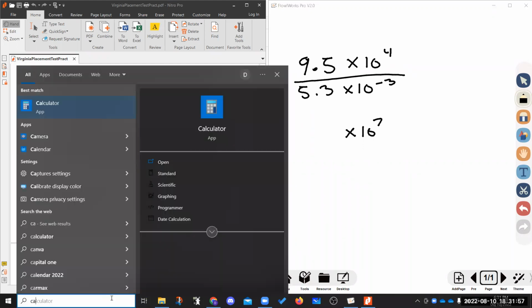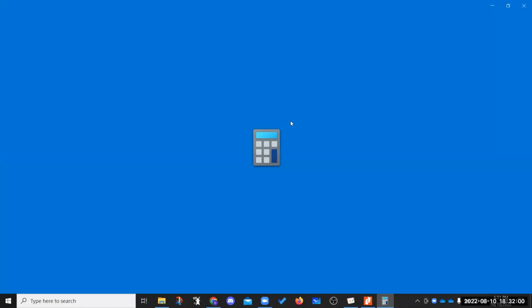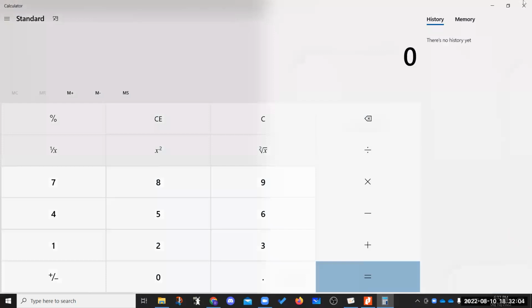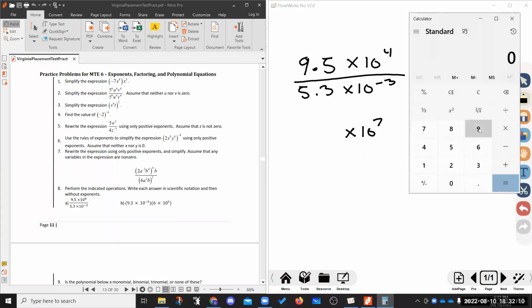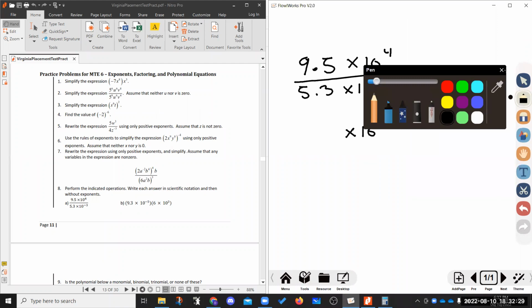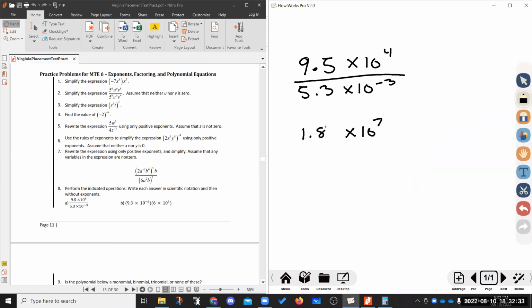I'm just going to pull up my calculator app here. And let's make it a little smaller so it doesn't take up so much of the screen. 9.5 divided by 5.3 is going to be, and I'm going to round this to 2 decimal places of precision because of my rules of significant figures, that this is only going to be taken to 2 significant digits, because there are only 2 significant digits in the numerator and 2 significant digits in the denominator. So I'm going to make that 1.8.